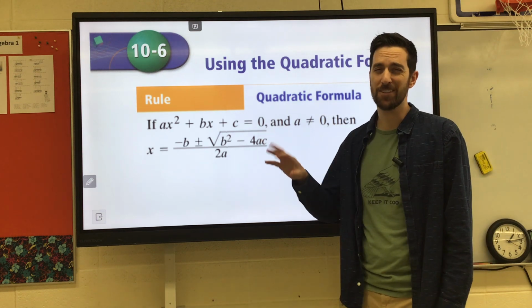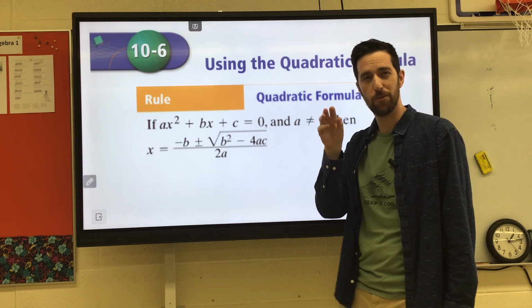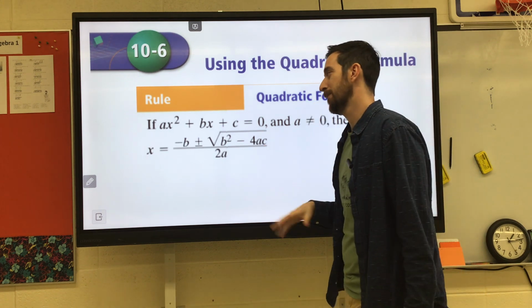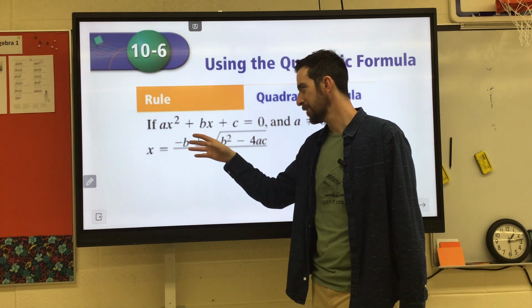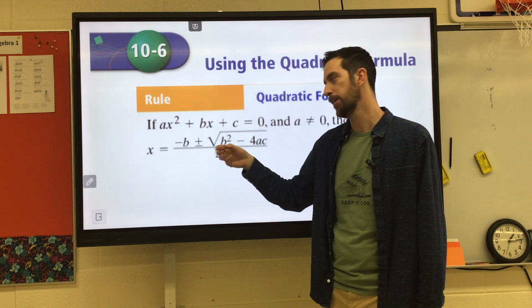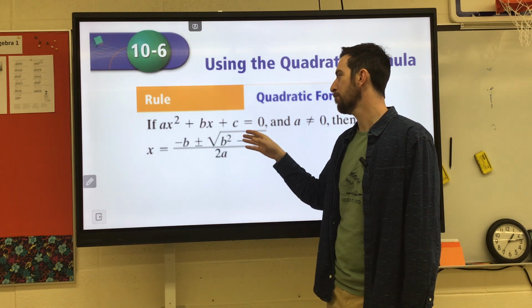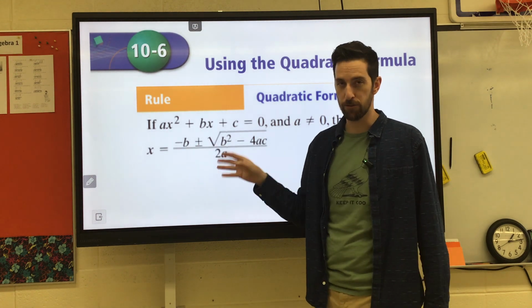The only downfall is it's a little more complicated. It's just making sure you put the right numbers in the right spot. But, you know, it's all right. So here's the equation. It's x equals the opposite of b, or some people say negative b, plus or minus the square root of b squared minus 4ac. All of that is over 2a.